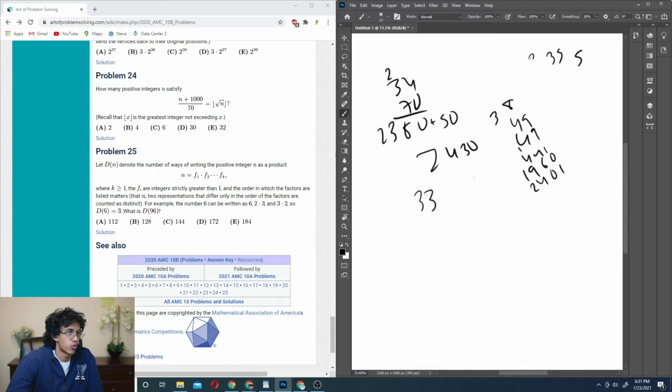So then 34 and 33 should also work because it'll go down by like 97, and then this will go down by 70. But then if you go down another, it should still work. So 32 should work too. However, if you go up, it won't work because it'll go up by 70, except the square will go up by 101. So that's not going to work, right?